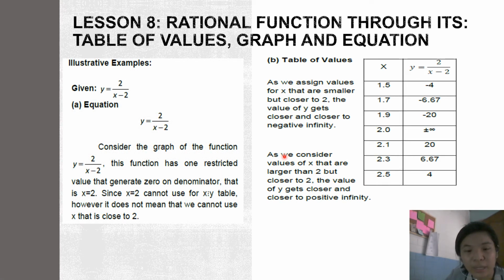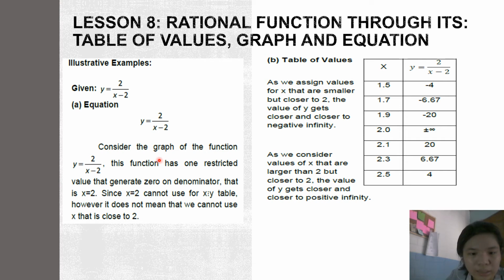So, we are now done with rational equations and rational inequalities. Let's now proceed to rational functions, through its table values, graphs, and equation. Let's look at the example, y is equal to 2 over x minus 2. So, here's the equation, right? We consider this graph of the function with a restriction, right?